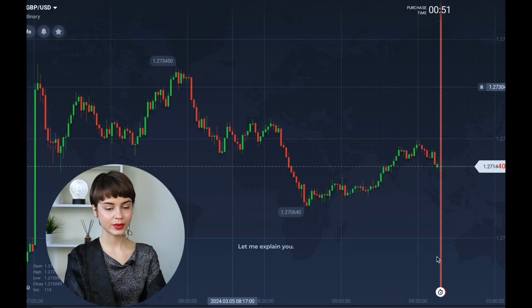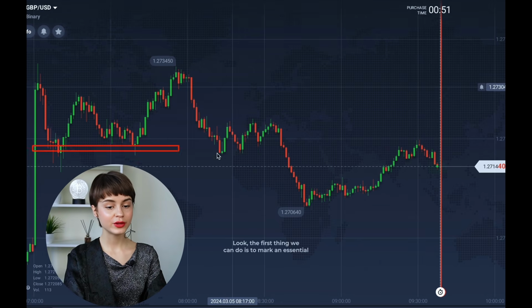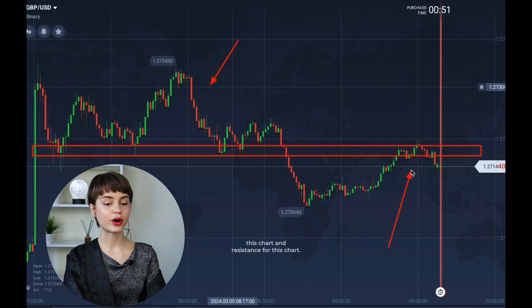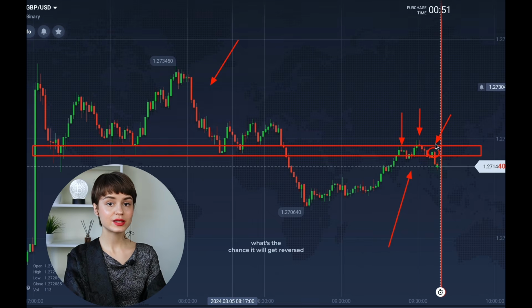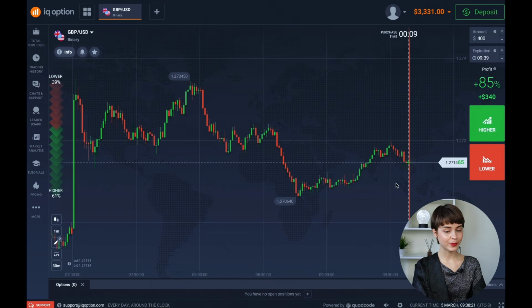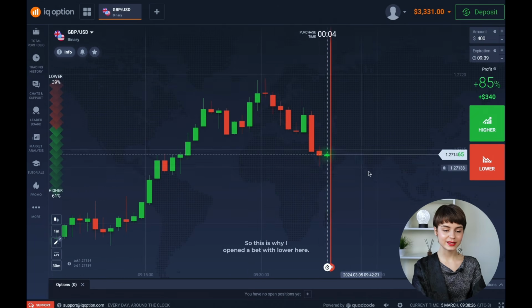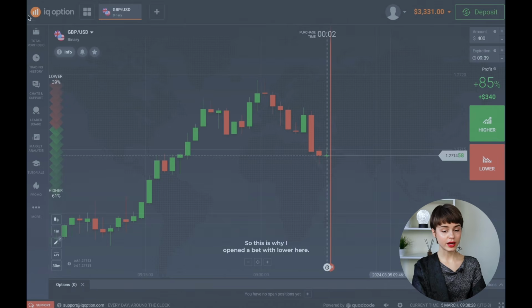Let me explain. Look, the first thing we can do is to mark an essential level on the chart right away. This level used to be both support and resistance for this chart. So when we reach this level at the bottom once again, I opened the deal with lower, because if the market was reversed twice from this level, what's the chance it will get reversed for the third time as well? I think you agree with me that the chances of a reversal are pretty big, so this is why I open a bet with lower here.